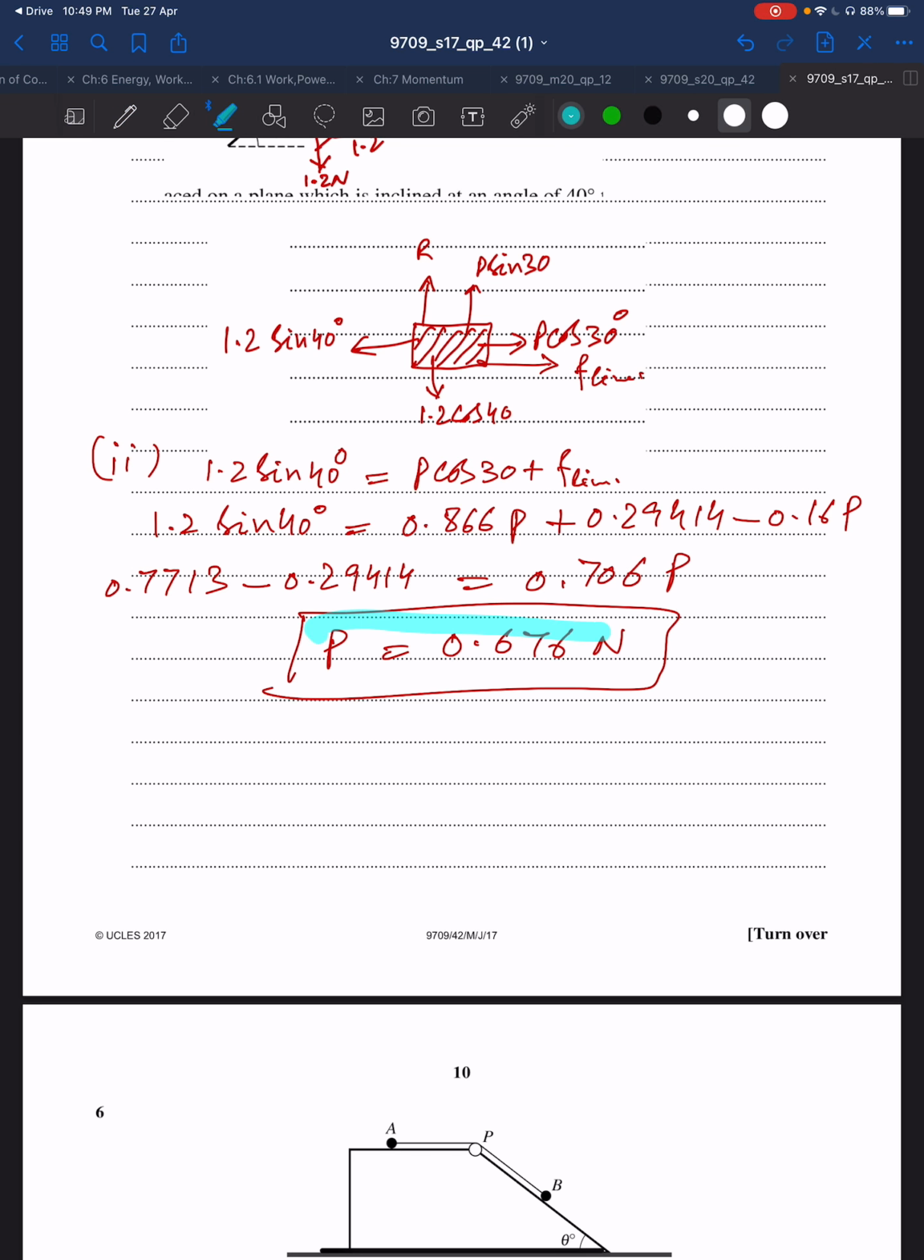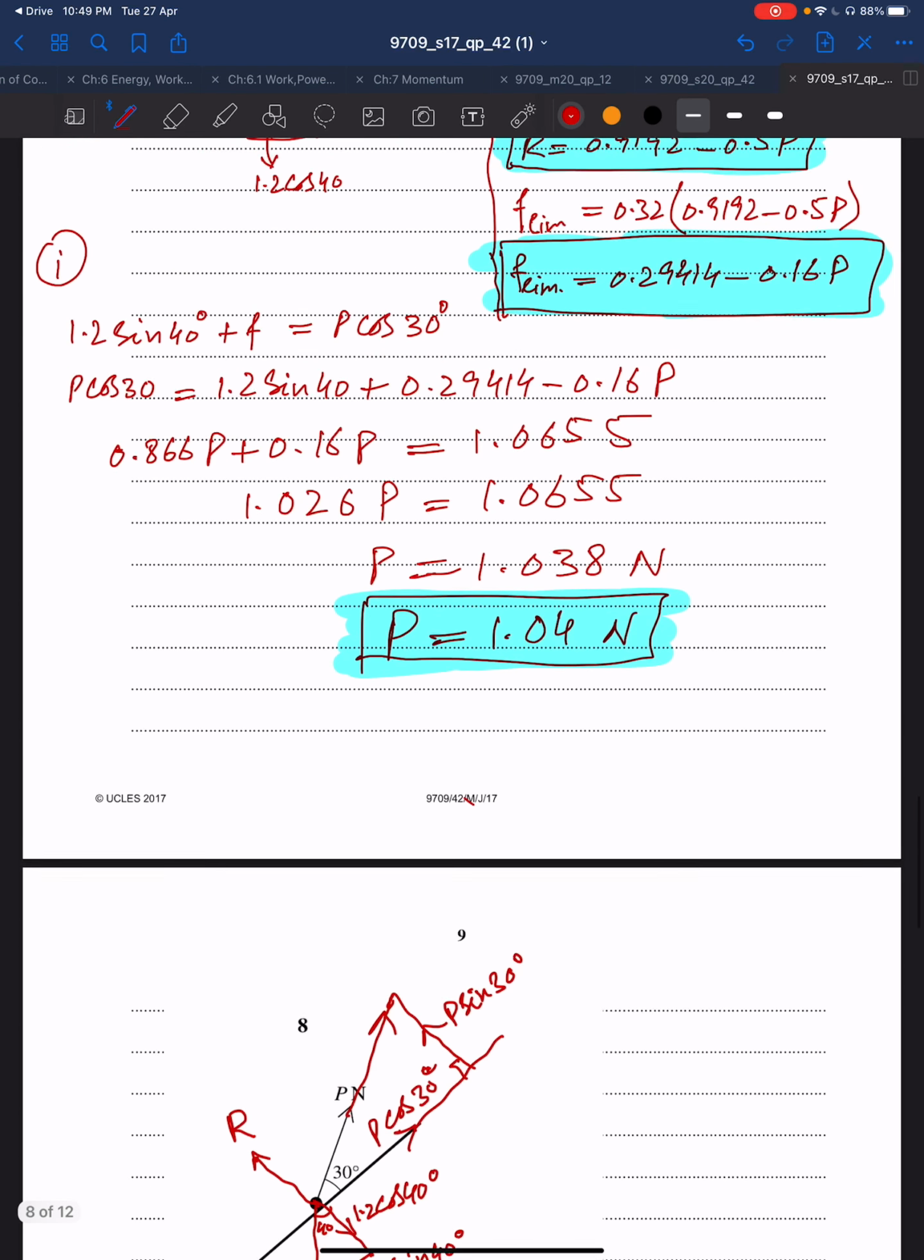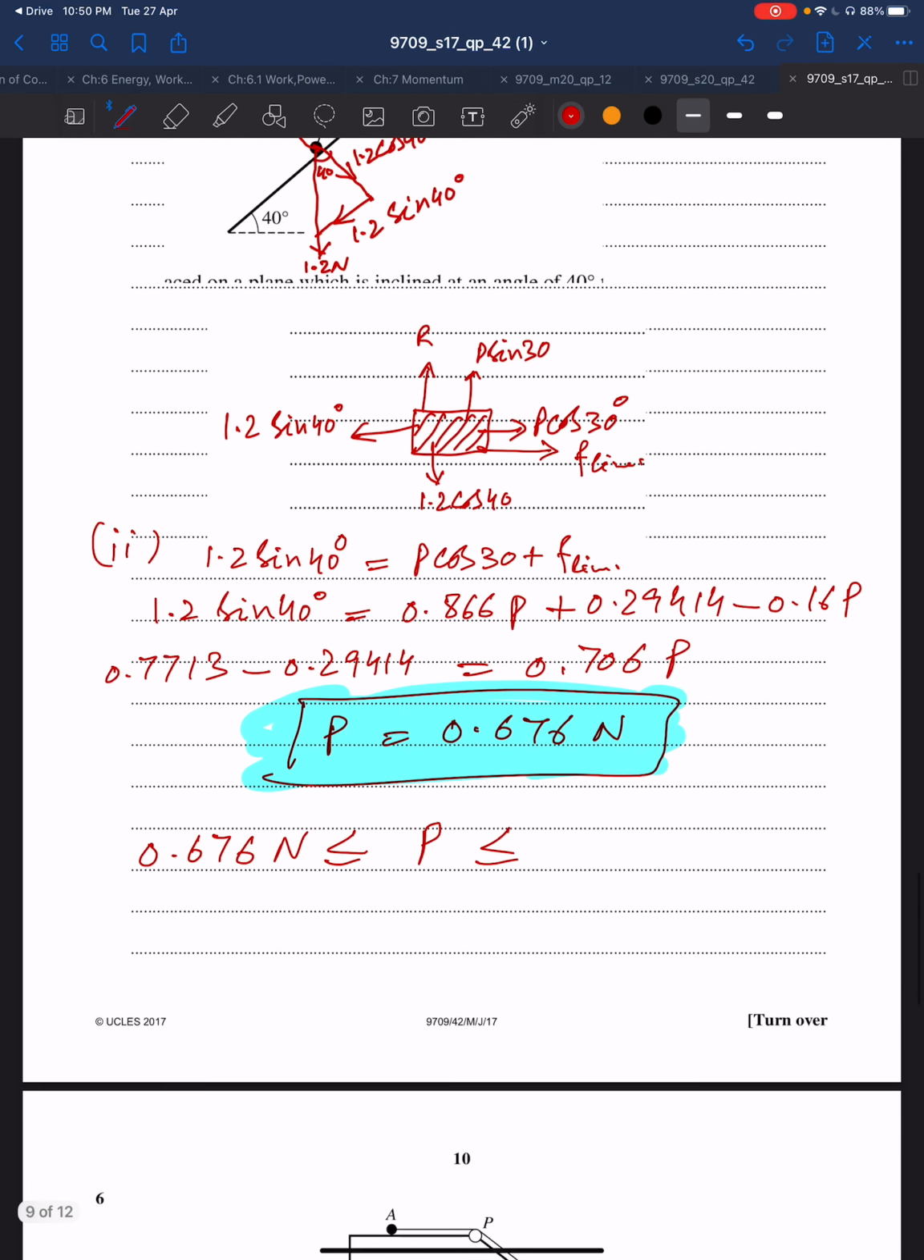So you got the P. What is the set of values of P? P could be greater than or equal to 0.676 Newton and less than or equal to 1.04 Newton.